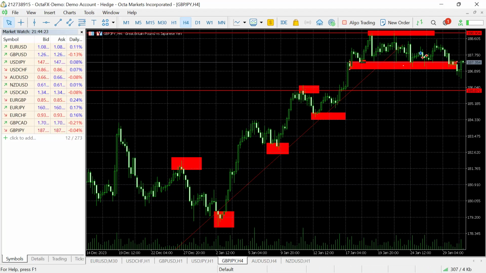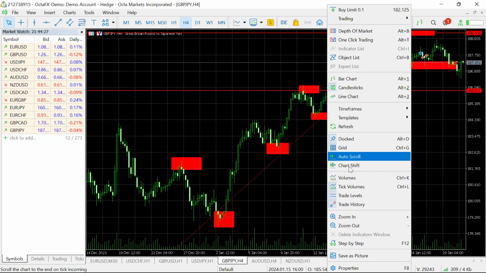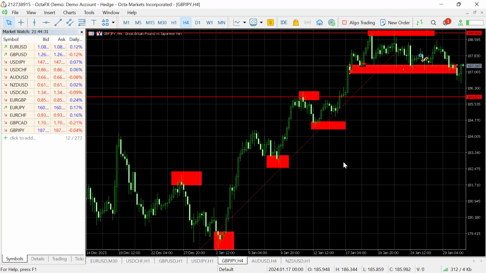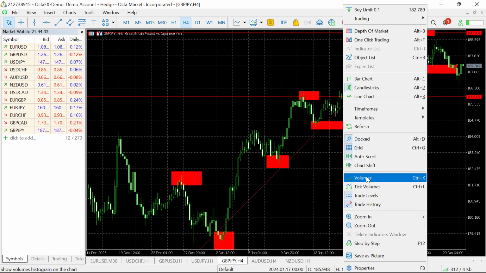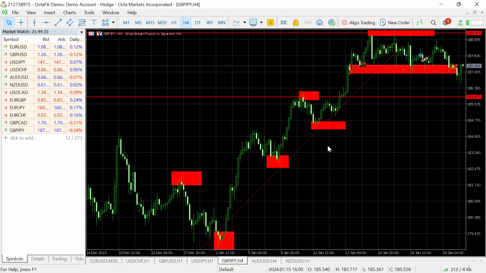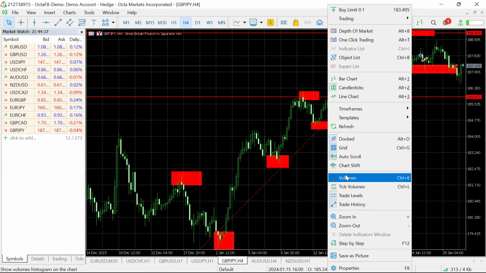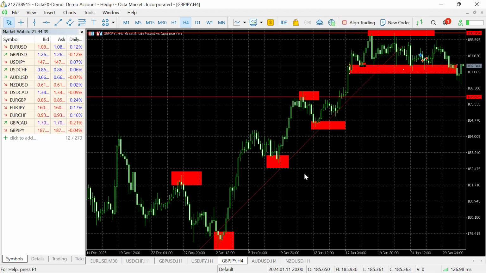For instance, what I have on my screen down here is volume. Let me show you. If I right click now, you see volume here. If I tick on it, that's gone out. You see that the volume line shoots up mostly when there is volatility, when there's movement in the market. That's when that will happen.